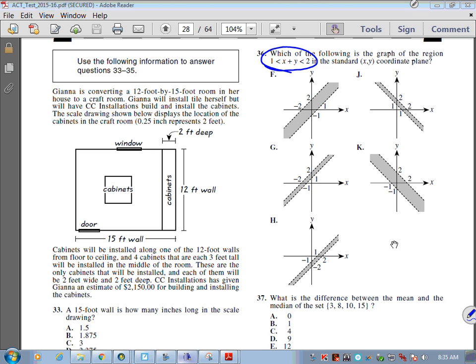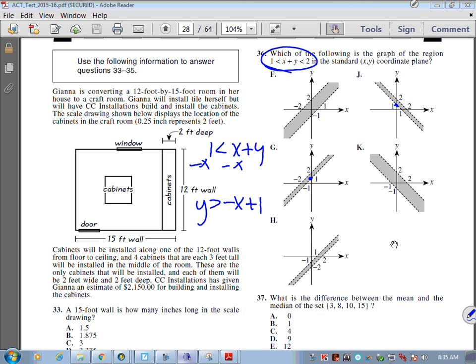So let's see, for instance, 1 is less than x plus y, and change that over into slope-intercept form. Okay? So what I did is I subtracted x. So I'm getting y is greater than negative x plus 1. Okay, so 1 is my y-intercept, and it has a slope of down 1 over 1. So I'm looking for any one of them that has a y-intercept of positive 1. There's only 2 that do that. This one here and this one here.